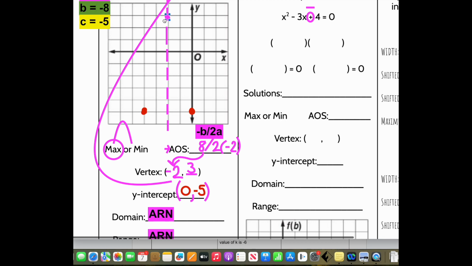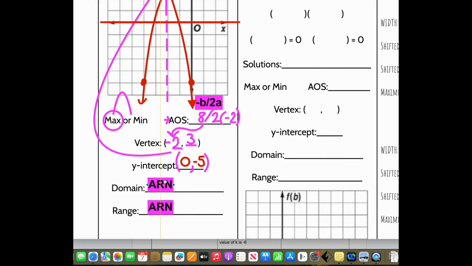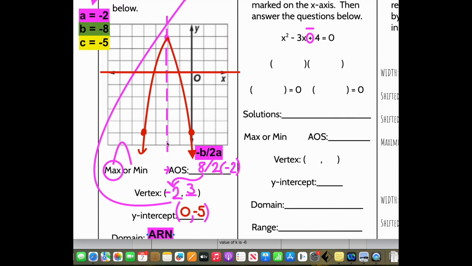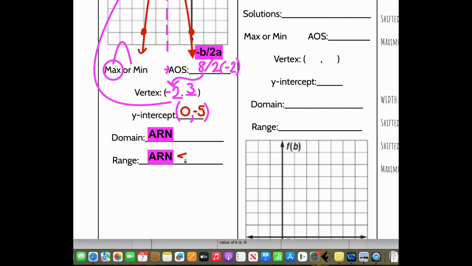We have enough points to make our parabola, so I will connect that with a curve and do the same thing on the other side, making sure to put arrows at both ends because it does go on infinitely. If we took that parabola and squished it out along the x-axis, we would find that all real numbers are part of the domain. But if we closed it together here on the y-axis, we can see that all of the range values are less than or equal to 3. So all real numbers less than or equal to 3 for the range.